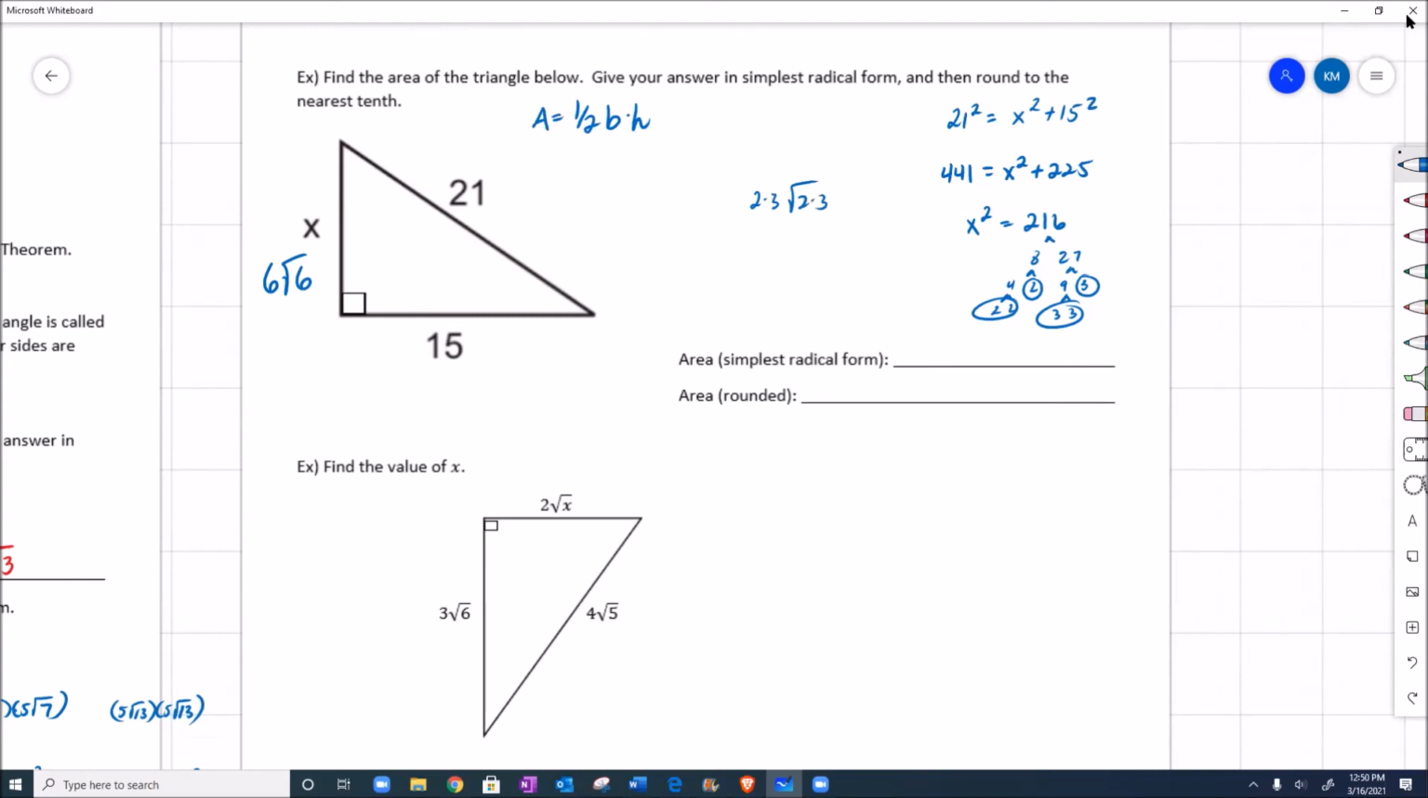Now to find our area, 1/2 base times height, 1/2 times 6 radical 6 times 15. 1/2 times 6 is 3. So 3 radical 6 times 15 gives us 45 radical 6 units squared. To find that rounded, we just put 45 radical 6 into our calculator, and that gives us 110.22, but to the nearest tenth is 110.2 units squared.